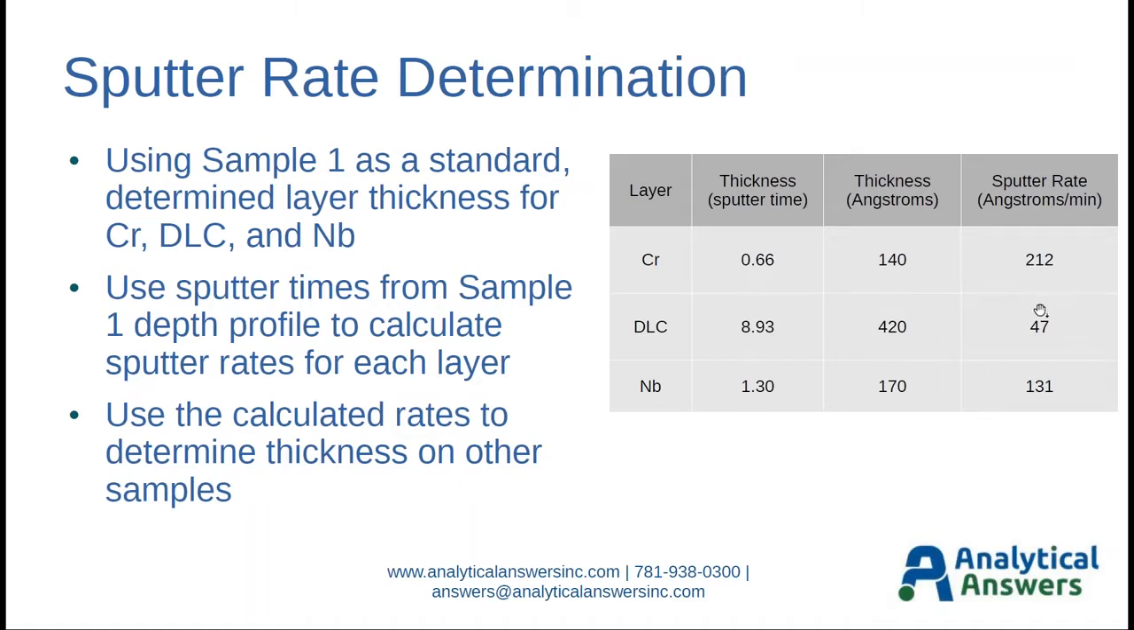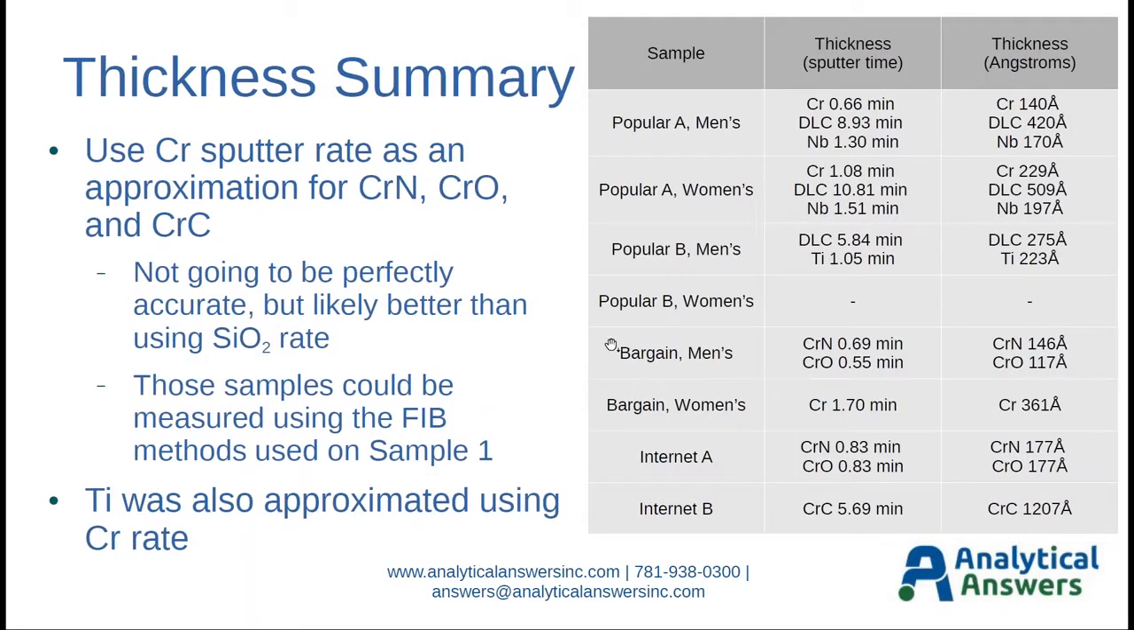And you can see that the sputter rate for that diamond-like carbon is actually quite low. So while you might expect a low atomic number material like carbon to sputter quickly, the very strong bonding in a diamond-like material actually gives it a very slow sputter rate. So now we can take that table of thicknesses, which were all in sputter time, and we can now convert that over to thicknesses in angstroms.